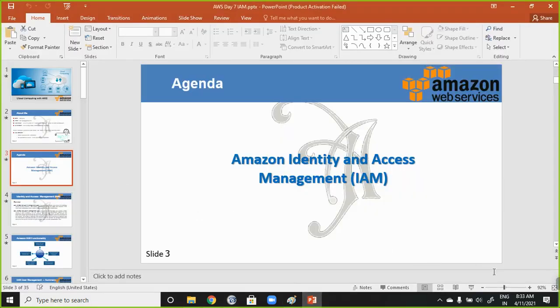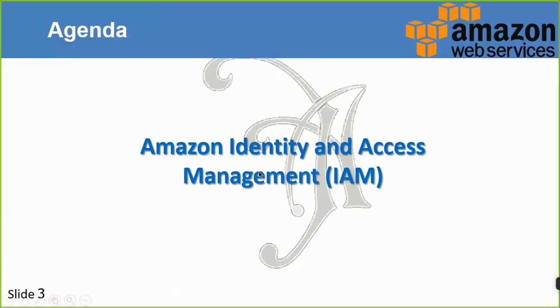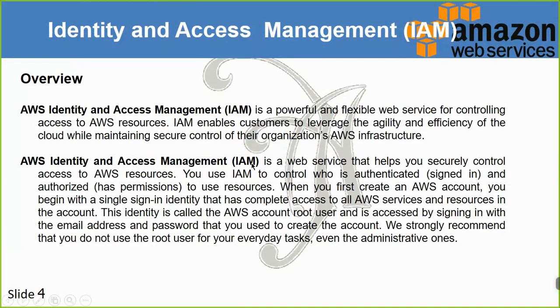Okay, moving to this. So Akshay, can you read this please, the definition of IAM and all? Yes. IAM is a powerful and flexible web service for controlling access to AWS resources. IAM enables customers to leverage the agility and efficiency of the cloud while maintaining secure control of their organization's AWS infrastructure. IAM is a web service that helps you securely control access to AWS resources.